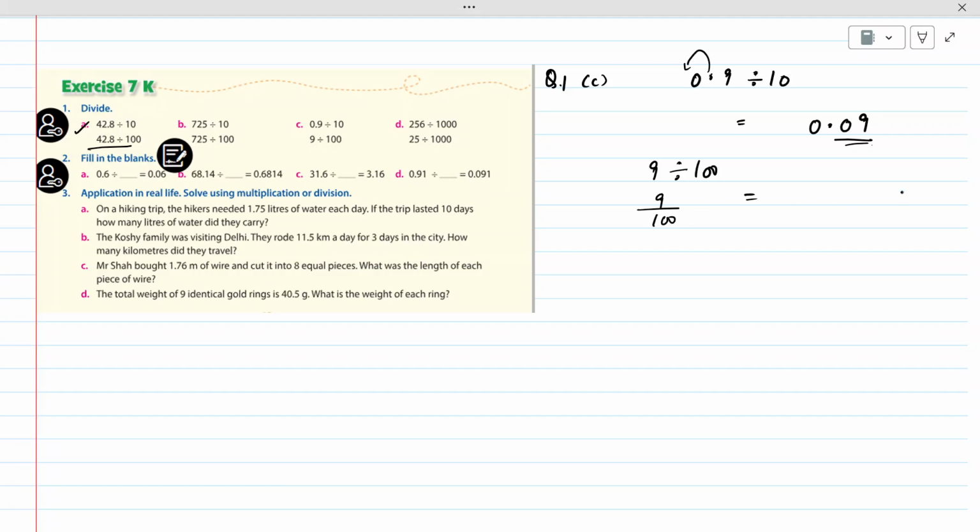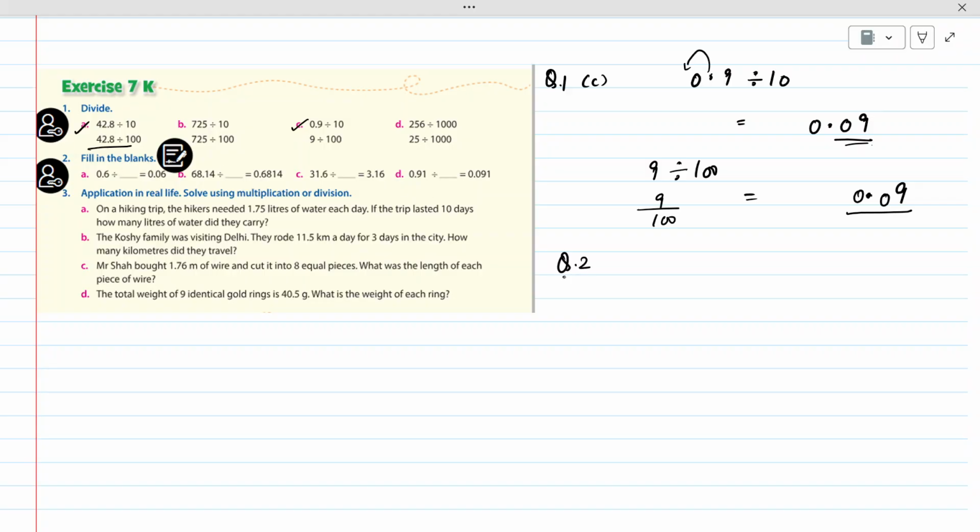So what we are going to do? 9, but we do not have any other number, so we are putting 0 here. This becomes 0.09. And if you solve this, this is the same thing which we have done here. Okay, so kids, I hope that you have understood how we are doing this. Now we have fill in the blanks.